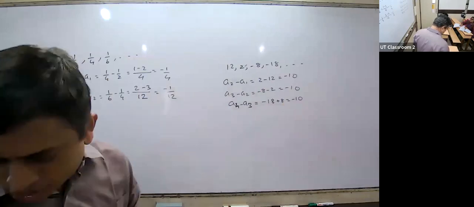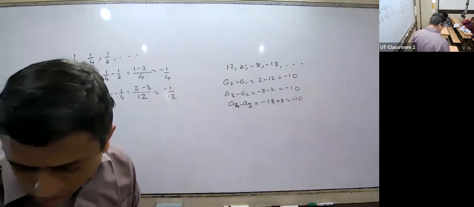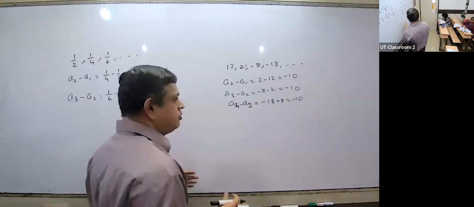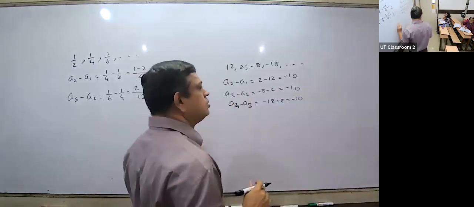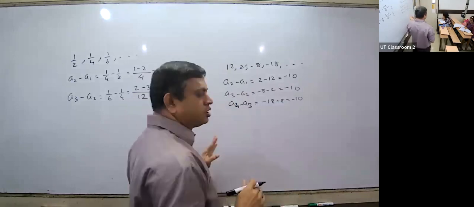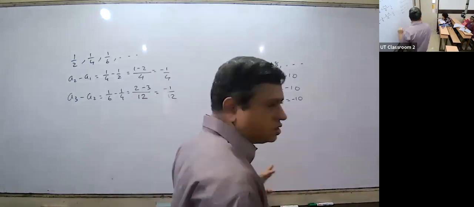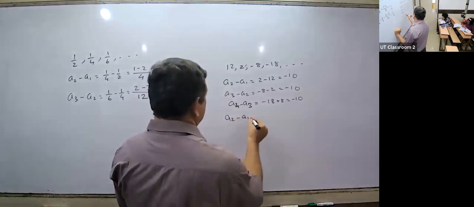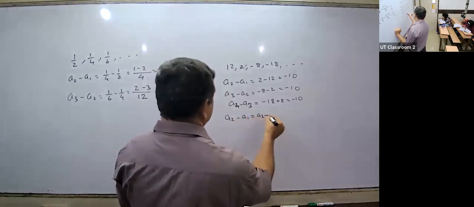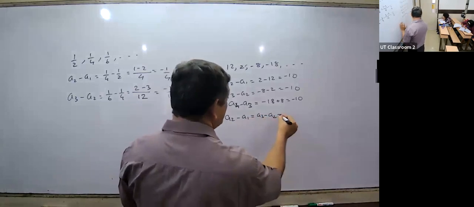Understood this? Four terms only, no? If there are a lot of terms, just go through and see that one. No need to write everything. A2 minus A1 is equal to A, but you have to check whether it is equal or not.